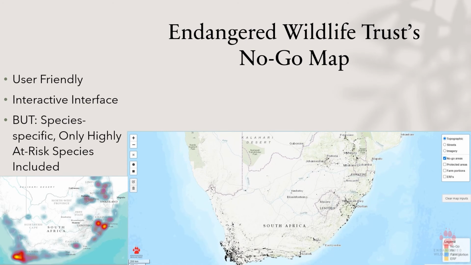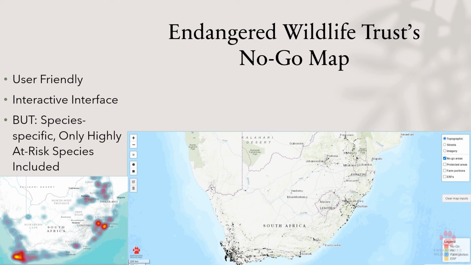A second tool worth highlighting, I think, is Endangered Wildlife Trust's NoGo Map. I'm aware of time limitations, so I can't go into too much detail, but I would urge everyone to go check it out. It's incredibly user-friendly with an interactive interface, in contrast to the environmental screening tool. But it does have its limitations in terms of what we have spoken about today. It's species specific, and apart from being able to map protected areas, it does not include a layer for CBAs or ecological support areas, well, not yet. And it also is only relevant for highly at-risk species.